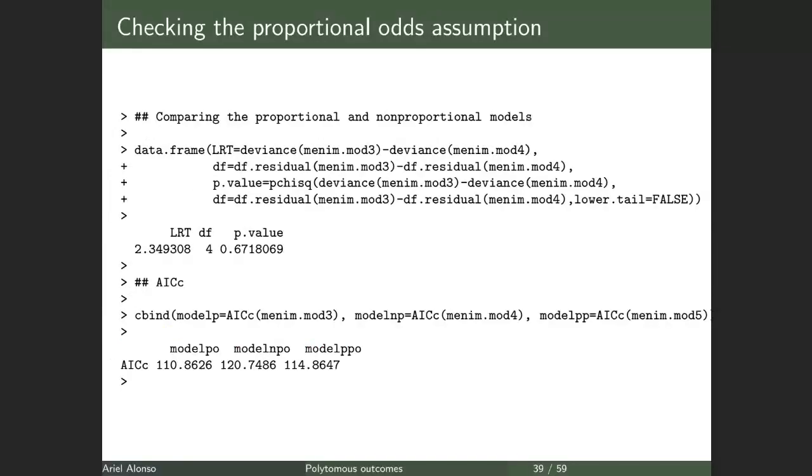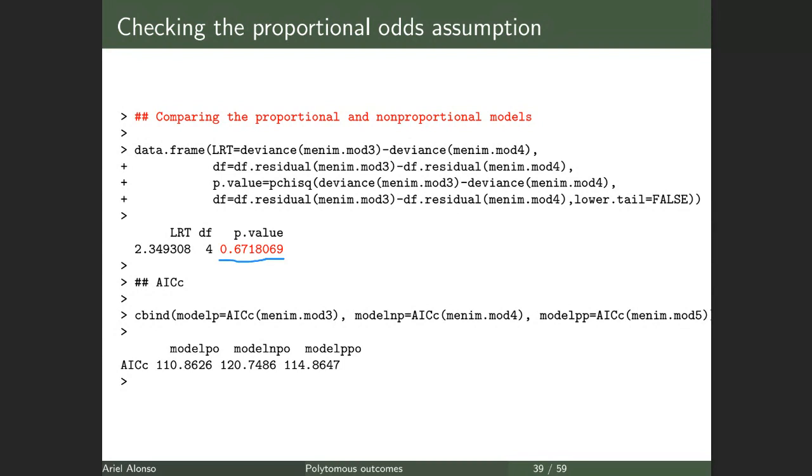So you have the 3 different models. Now, if you compare the proportional and non-proportional models using some kind of likelihood ratio test, you get a p-value of about 0.7. So the non-proportional model doesn't fit the data better than the proportional model. You don't improve model fit by allowing all these parameters to change.